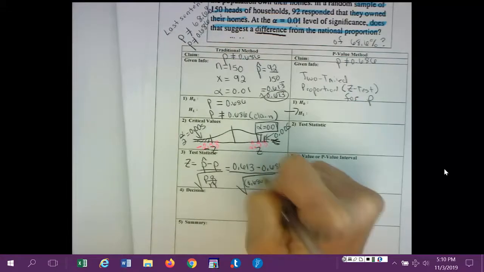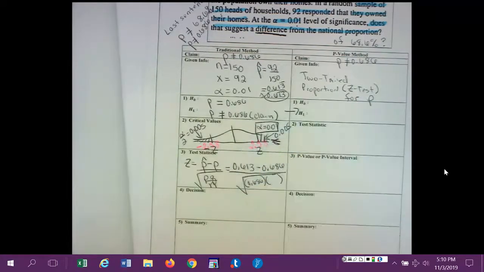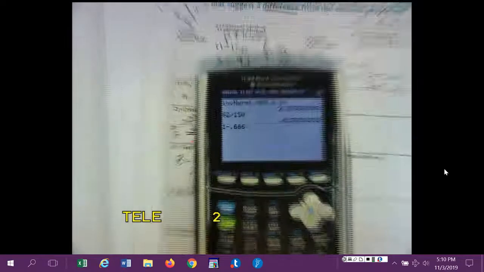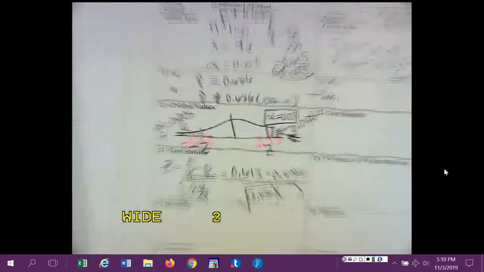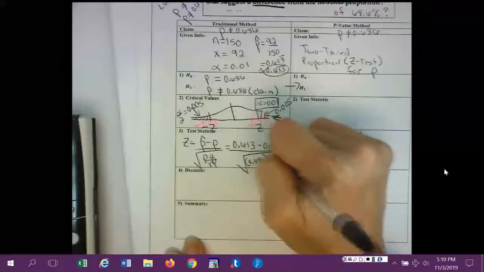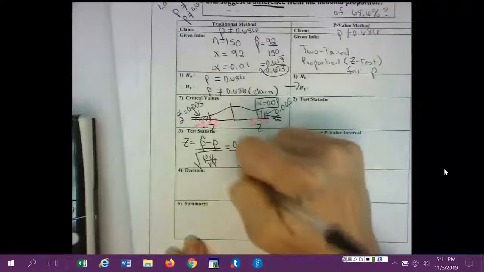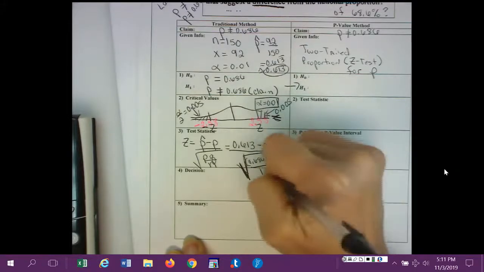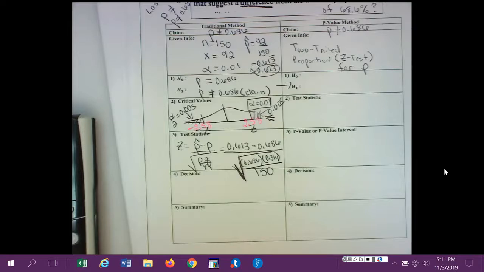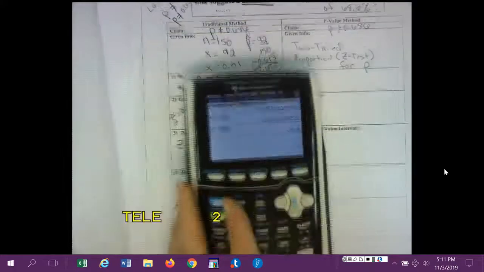divided by the square root of 0.686, and Q is going to be 1 minus 0.686. 0.314 is Q. And I did not draw my radical down here long enough because I've got to make sure I include divided by N, and N was 150. Again, since it's a Z-score, we round to 2 places accurately. So here we go.